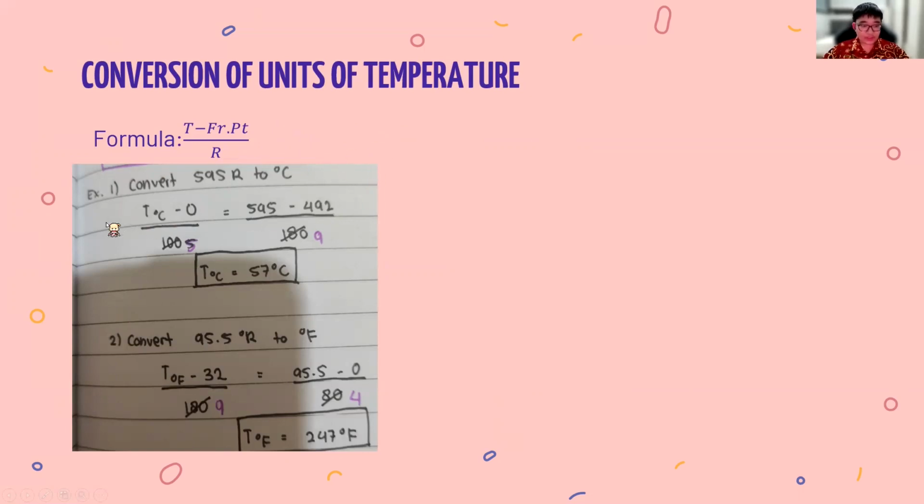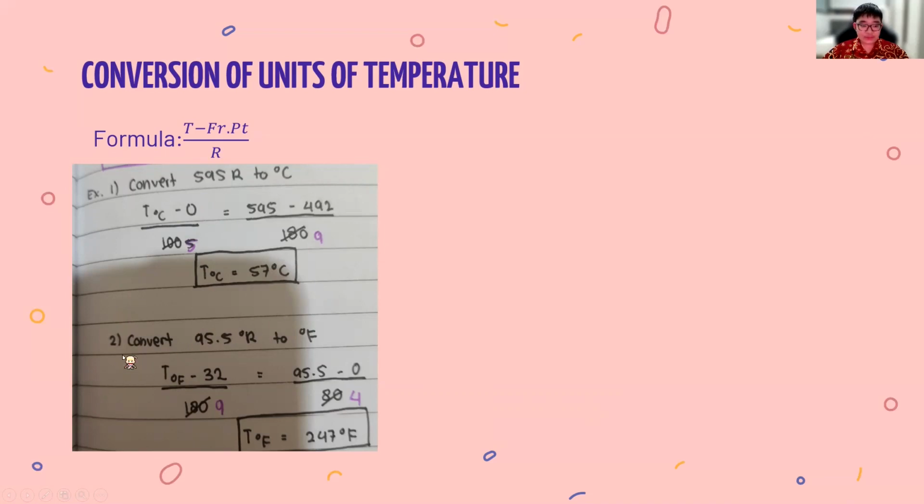For example, we have number 1, which is asked to convert 595 Rankine to degree Celsius. For the degree Celsius, the temperature is unknown, so we just put T minus the 0, which is the freezing point of Celsius, over 100, which is the range, equals to 595, which is the temperature of Rankine, minus 492, which is the freezing point, over 180, which is the range, in which we will get a temperature of 57 degrees Celsius. So it means that 595 Rankine is equal to 57 degrees Celsius.